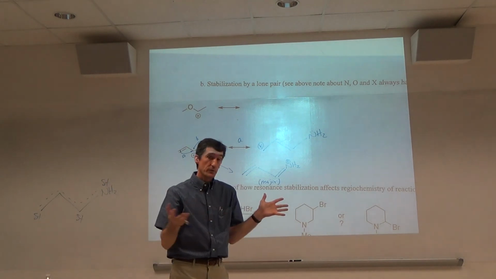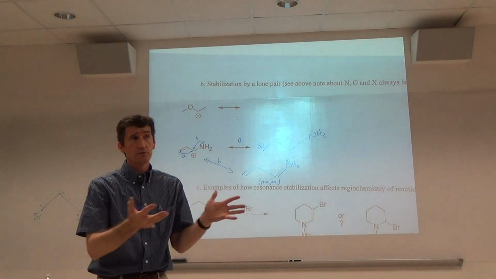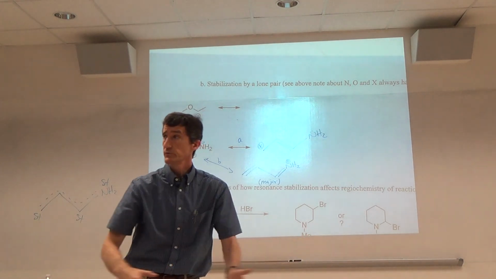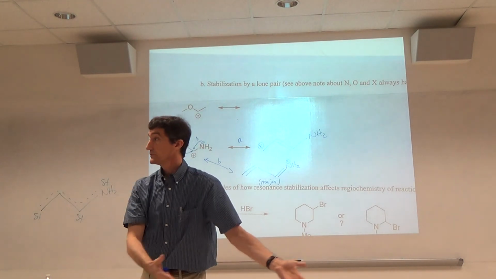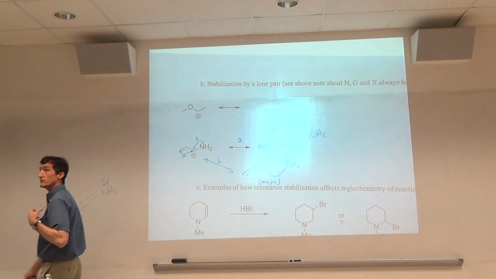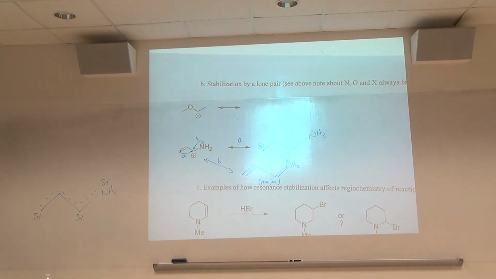If you were dealing with two resonance structures and the only difference was this one was a tetrasubstituted alkene and this was a monosubstituted alkene, the tetrasubstituted would be your major resonance structure. So we know of other ways to judge structure.